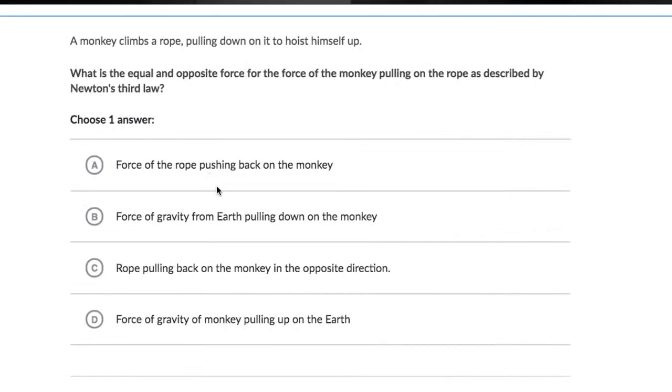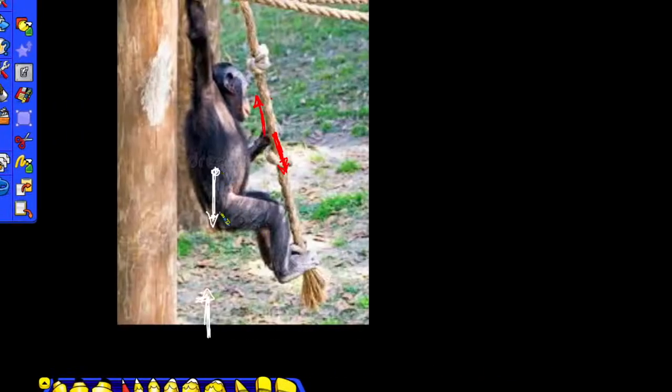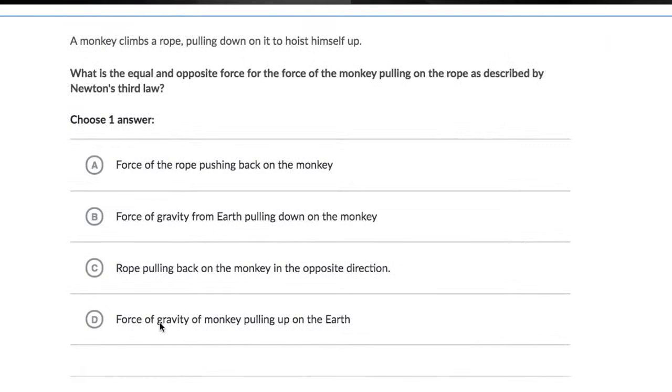Force of gravity from the earth pulling down on the monkey. This is correct. Force of gravity of the monkey pulling up the earth. But this will not be the answer. Yes, we need the answer that the rope is pulling back the monkey in the opposite direction. Pushing back will not be correct. Not about gravity, we have to give the answer to this.